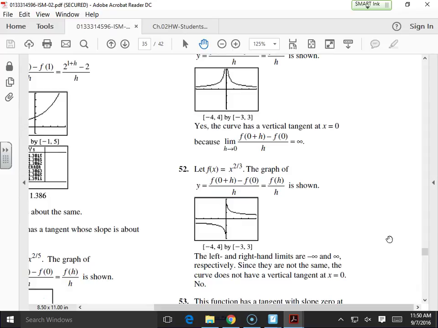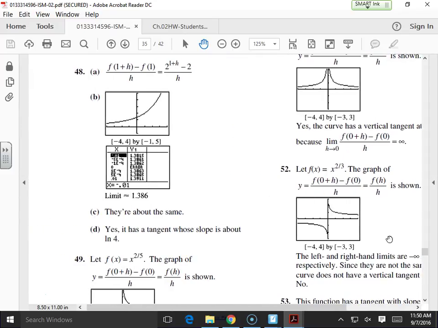Say it one more time. Technically, the derivatives don't exist for any of these. But we can say that they don't exist for 50 and 51 because those are vertical tangents, and for 49 and 52, they don't agree. So it's not a vertical tangent.